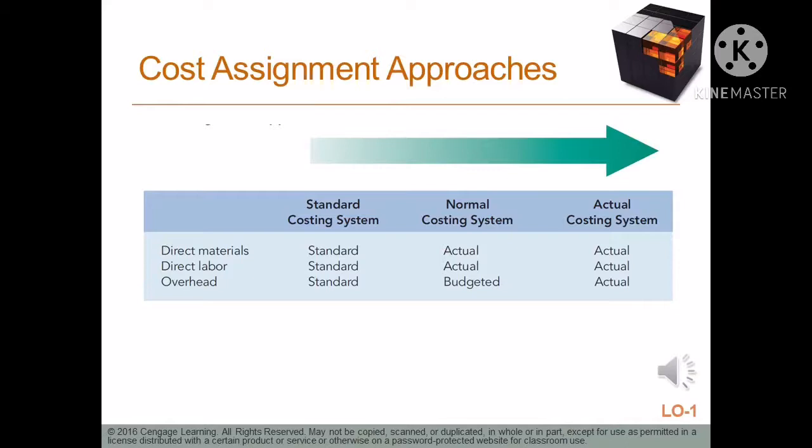Next, cost assignment approaches. There are 3 costing systems: standard costing system, normal costing system, and actual costing system. Standard costing system consists of standard direct material, standard direct labor, and standard overhead. Normal costing system consists of actual direct material, actual direct labor, and budgeted overhead. And last, actual costing system consists of actual direct material, actual direct labor, and actual overhead.